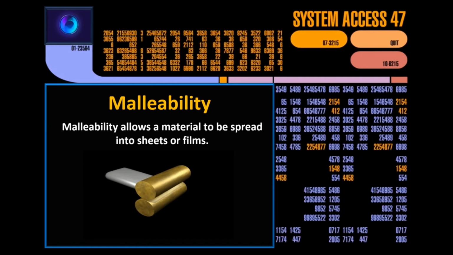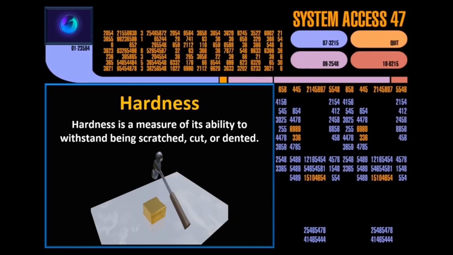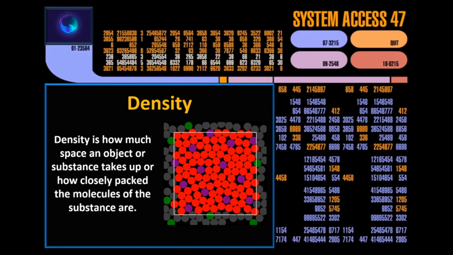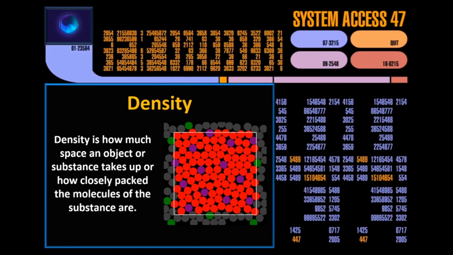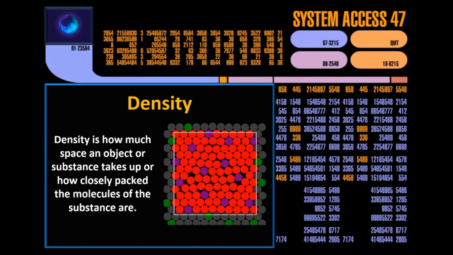Malleability allows a material to be spread into sheets or films. Hardness is a measure of its ability to withstand being scratched, cut, or dented. Density is how much space an object or substance takes up, or how closely packed the molecules of the substance are.